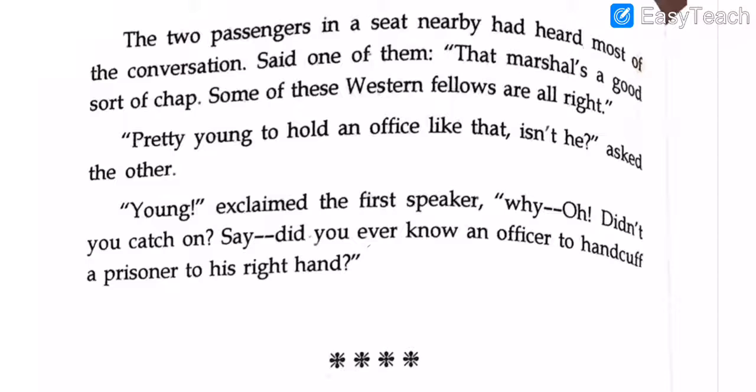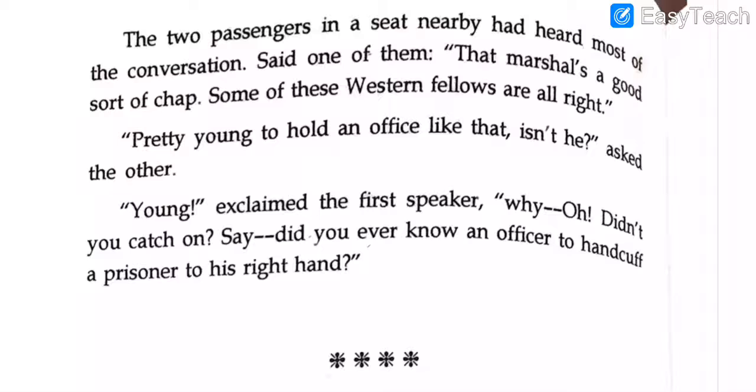The two passengers in a seat nearby had heard most of the conversation. So only Mr. Easton and Miss Fairchild were having a conversation, and just beside them down the aisle, there were two more passengers hearing it. One of them said that Marshall's a good sort of a chap. Some of these Western fellows are all right. Pretty young to hold an office like that, isn't he? Asked the other. Young, exclaimed the first speaker.